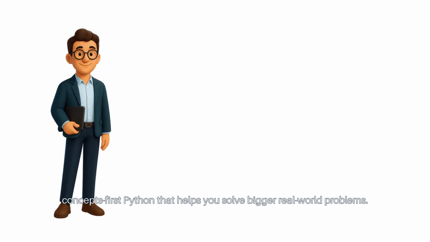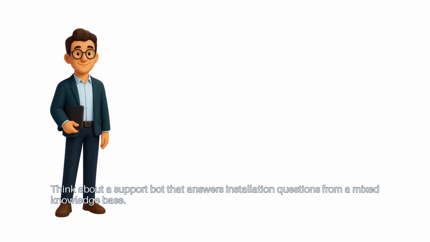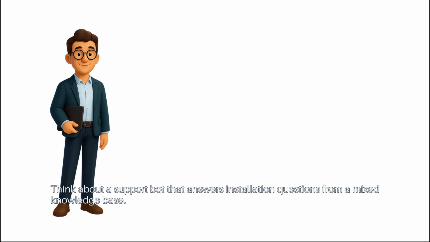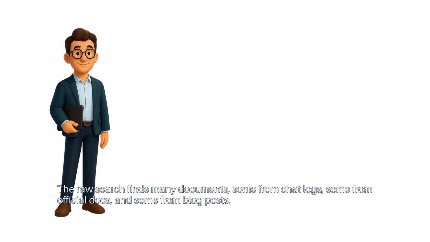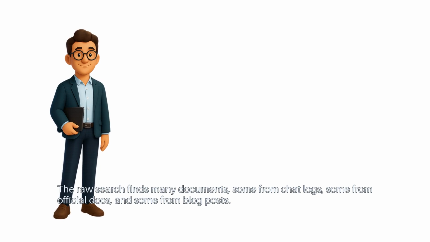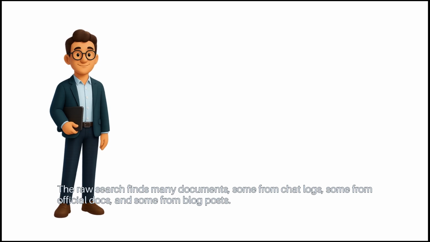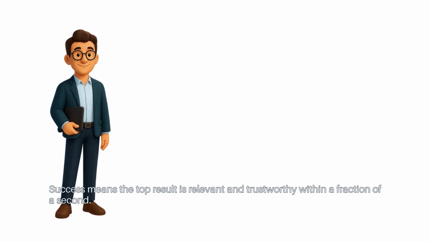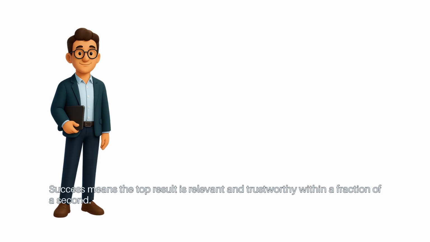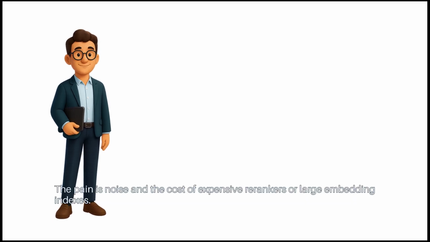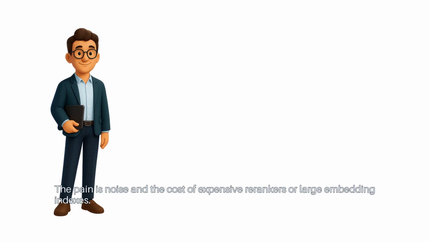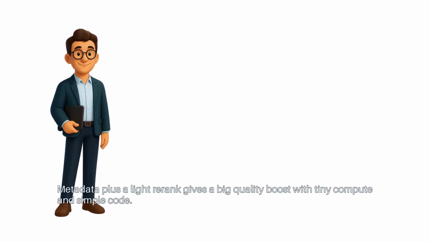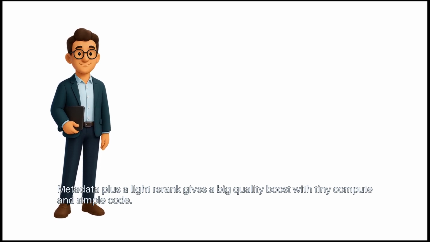Think about a support bot that answers installation questions from a mixed knowledge base. The raw search finds many documents, some from chat logs, some from official docs, and some from blog posts. Success means the top result is relevant and trustworthy within a fraction of a second. The pain is noise and the cost of expensive re-rankers or large embedding indexes. Metadata plus a light re-rank gives a big quality boost with tiny compute and simple code.